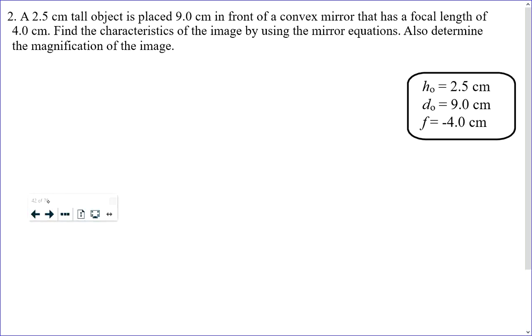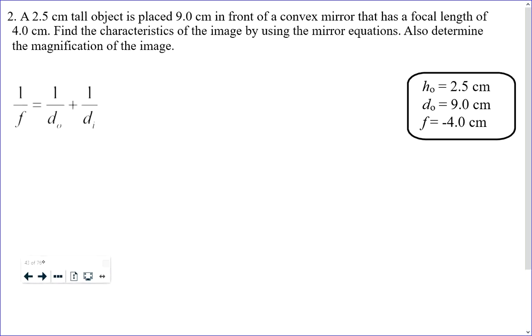So what are the characteristics of the image? We're going to start off with our focal length equation again. We're going to put in the focal length and the displacement of the object. And you're going to solve this for me on your calculator right now for di.